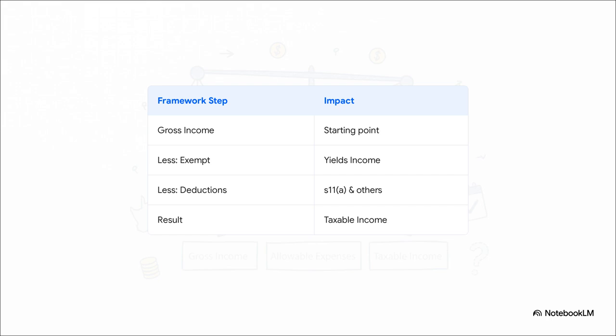Now, notice how we break deductions into two distinct categories. You've got the General Deduction Formula, which is Section 11A read with Section 23G, and then you have these specific deductions found in the remainder of Sections 11 through 19. If a specific expense doesn't meet a specific deduction rule, your default fallback is always going to be the GDF.